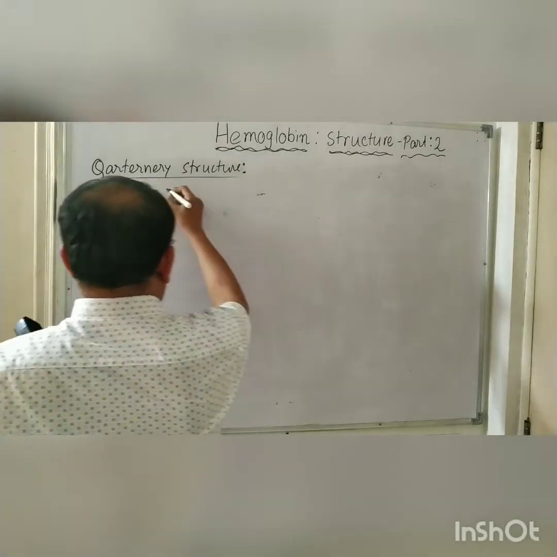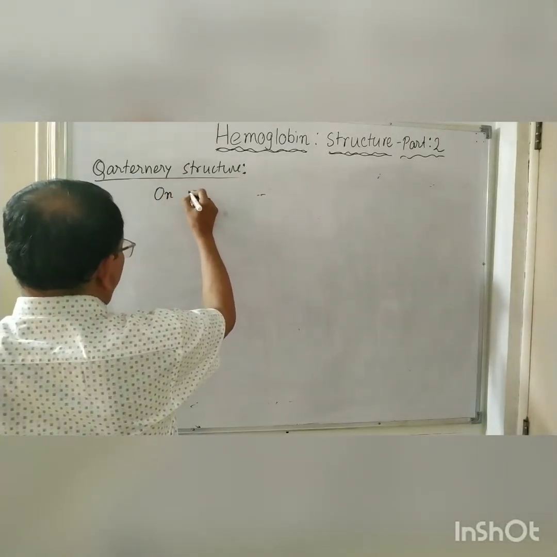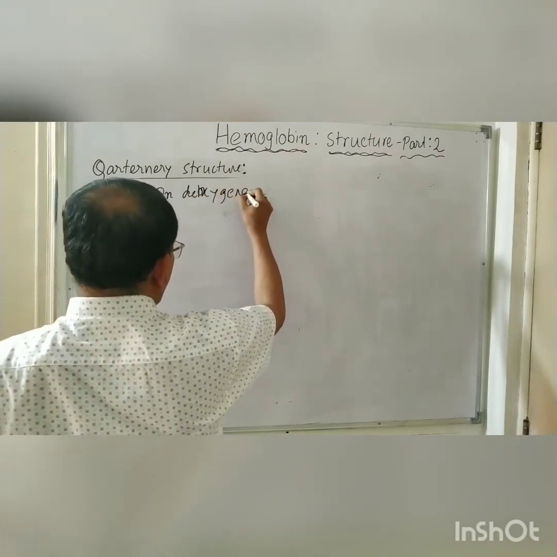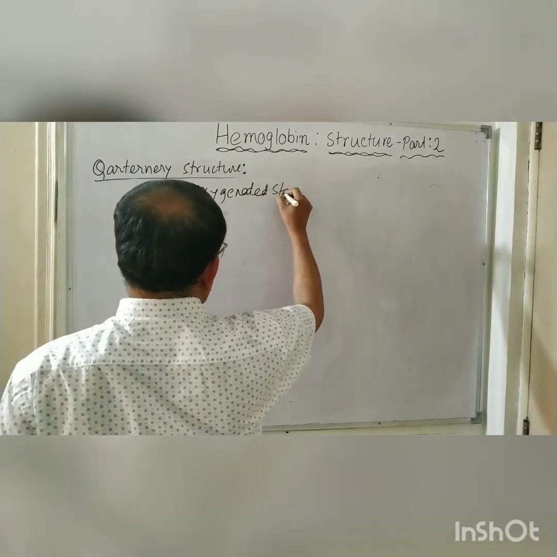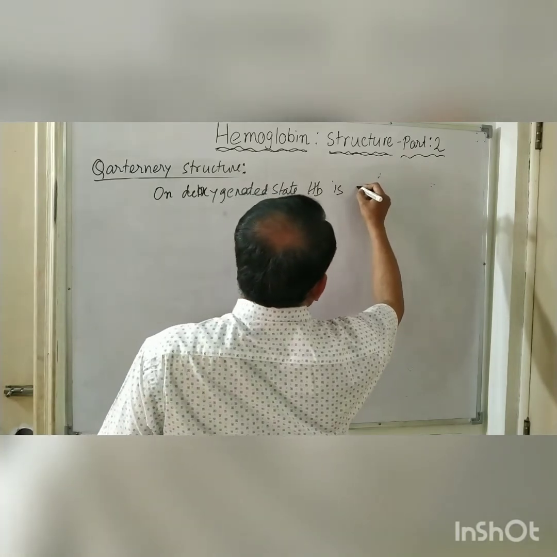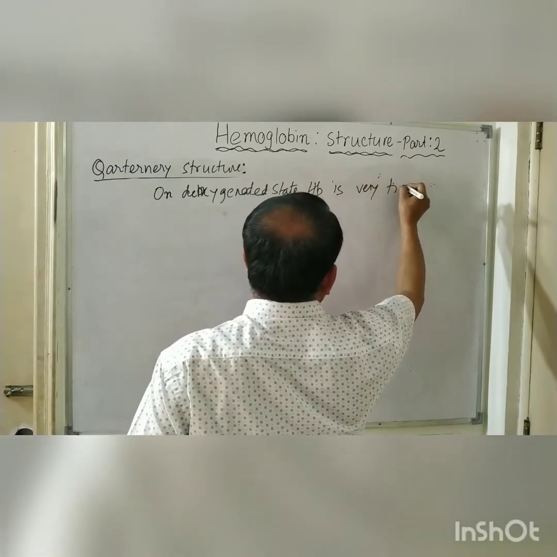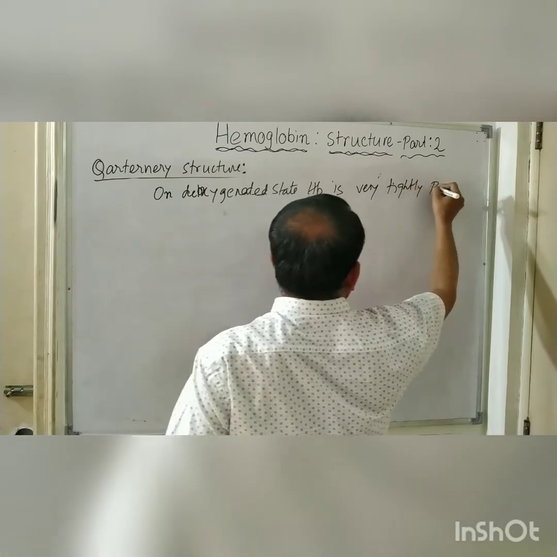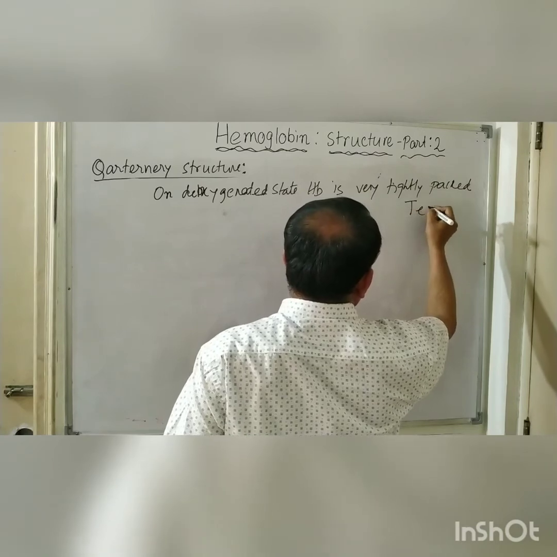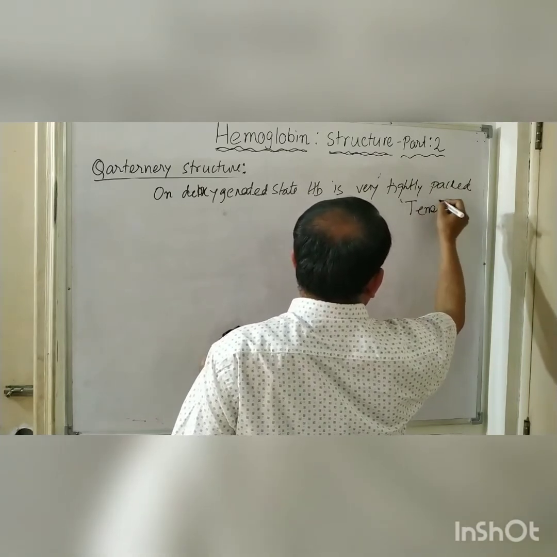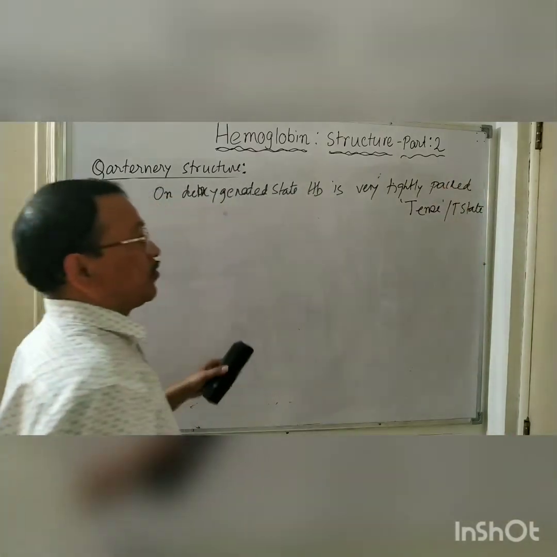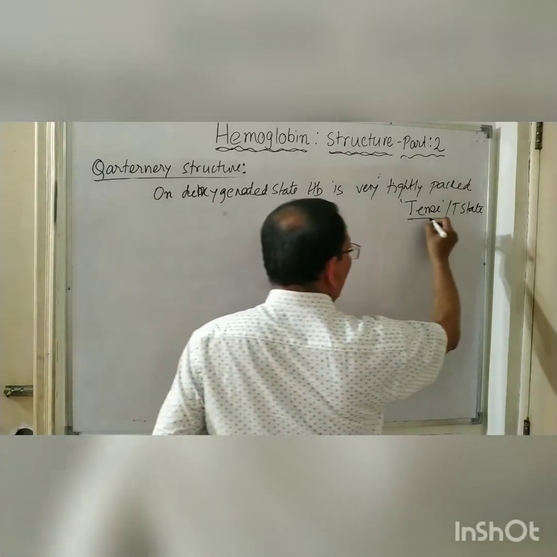So on deoxygenated state, hemoglobin molecule is very tightly packed, and this configuration is known as tense state, or T state. This configuration of the hemoglobin is known as tense state or the T state.